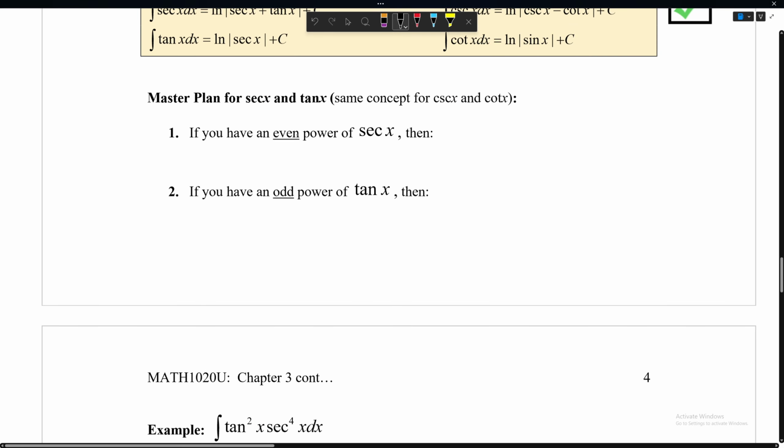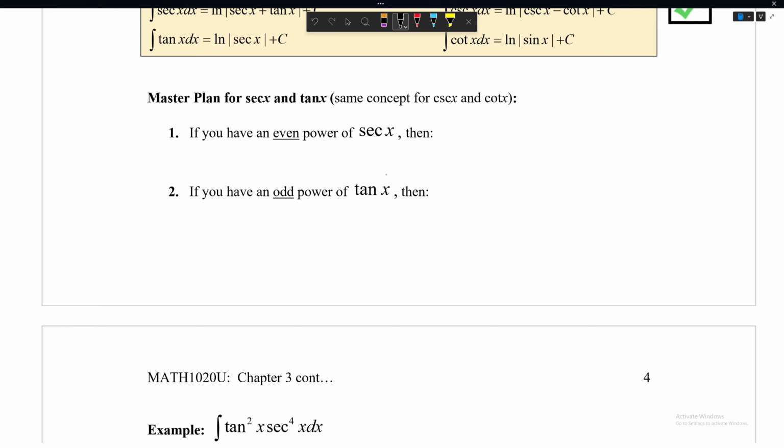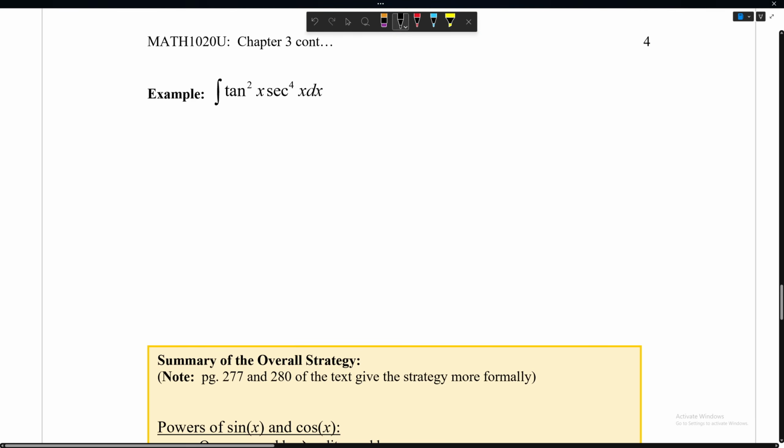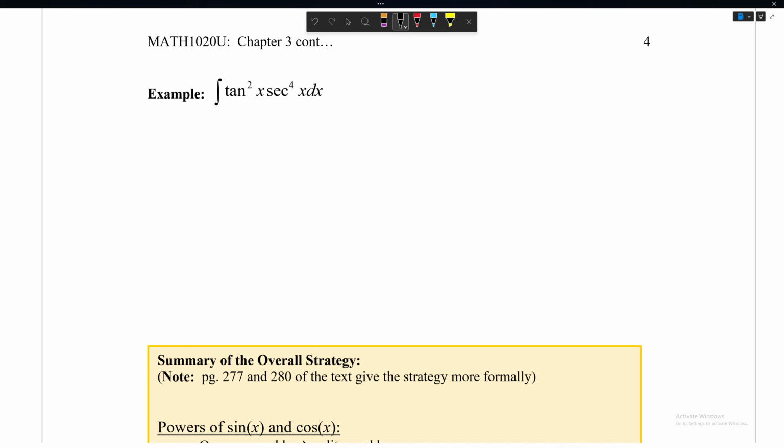So here it's saying if you have an even powered secant, do this. If you have an n powered tan, do this. But like I said, I don't think you guys should memorize sentences. So what I'll say is think it through. If you practice this, it will be second nature to you. But if you don't, just set your u to the weird one.